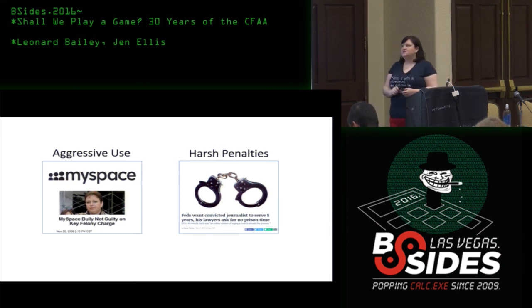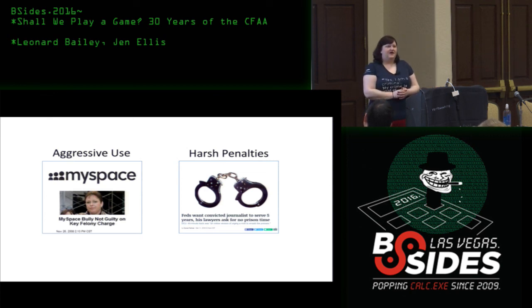Okay, so this is used as a very famous example of the overreach, the over-aggressive use of the CFAA. In terms of harsh penalties, there is a lot of criticism, and I think we'll go into this much more in the panel, and Leonard will also speak to it in his next section.